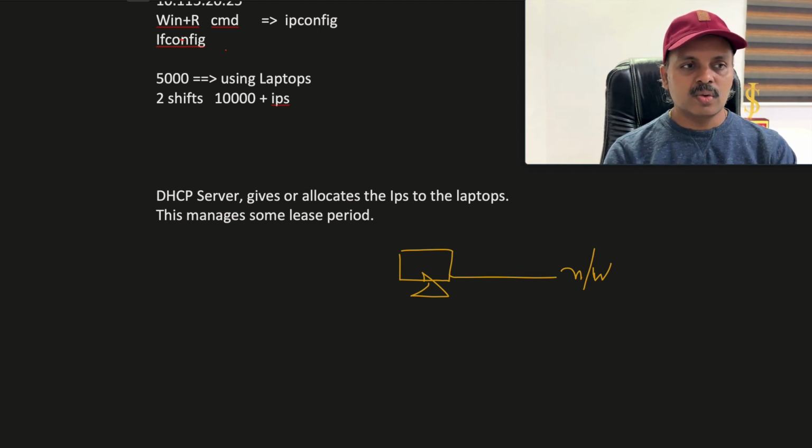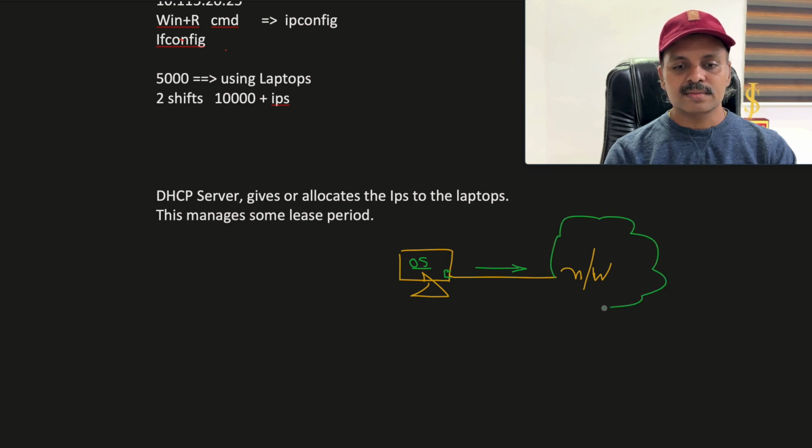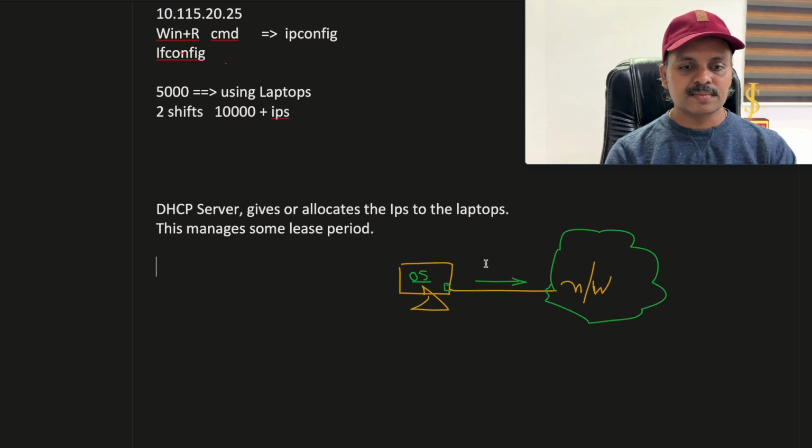Yes? So now what happens? Once I plug into the network, my computer, meaning my operating system, sends a signal called a DHCP request, or DHCP client request. It will send that request to the network. So what is that request called? DHCP client request.